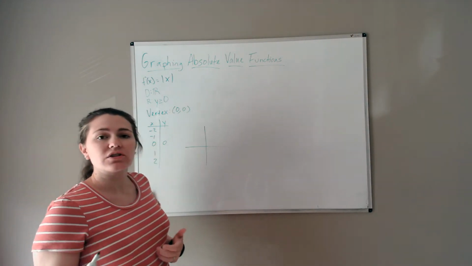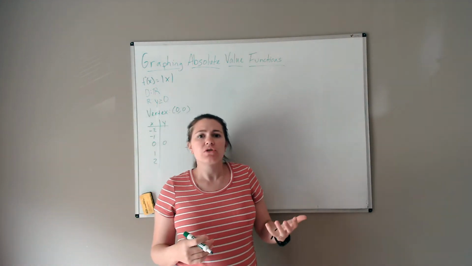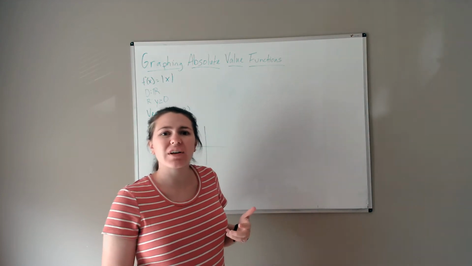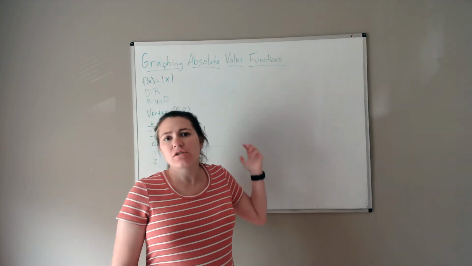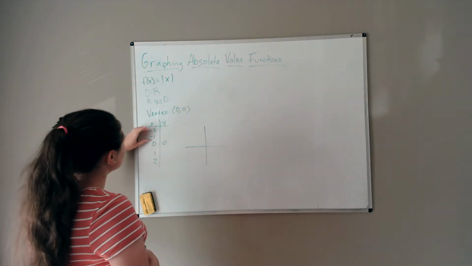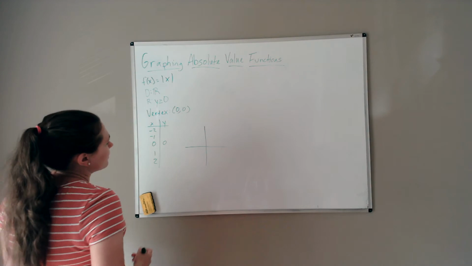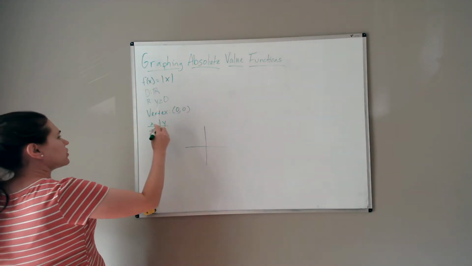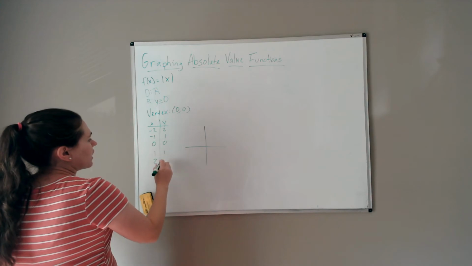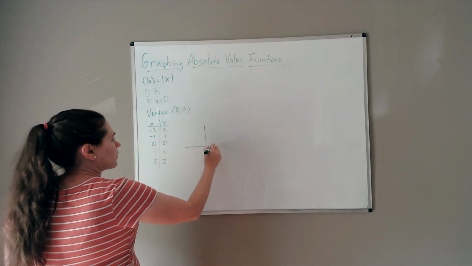Remember, when you need to graph a function, you need to plot points, you need to make a table of values. You pick x values that fall in the domain, and then you plug them into the function and you get their outputs. Now, I specifically chose these values, and I'll talk about them in a minute. When I plug in -2, I get 2. Plug in -1, I get 1. Plug in 1, I get 1. And plug in 2, I get 2.